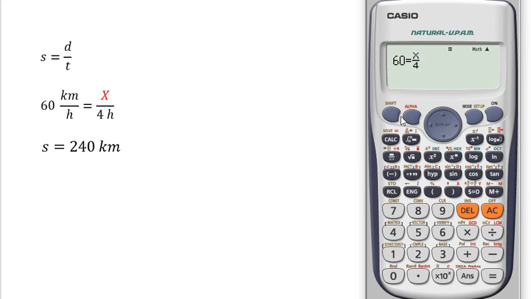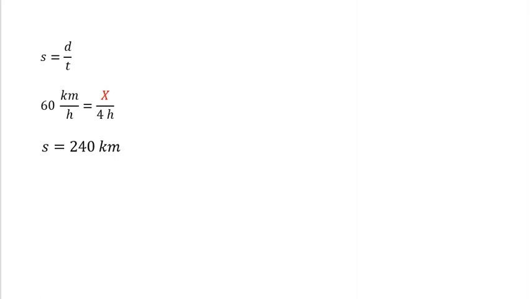What you need to do now is to click the solve here, which is above the calc. So you have to click the shift since it's yellow, and then click the solve. Click the equal. X is actually equal to 240 rather kilometer. Okay, so that's how you will use the solver. Let's have another example.